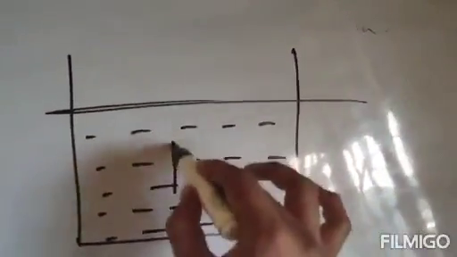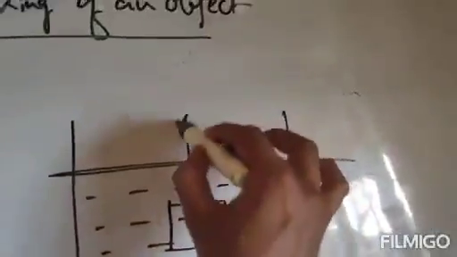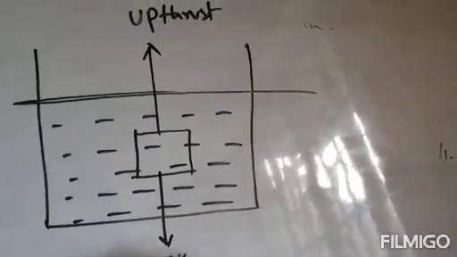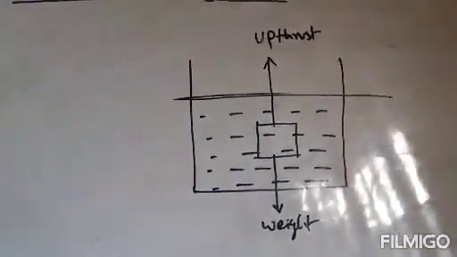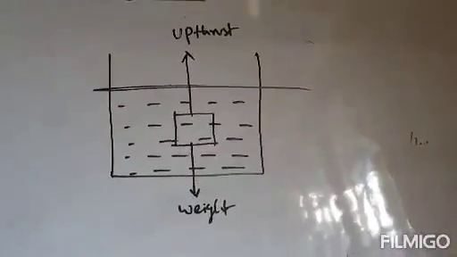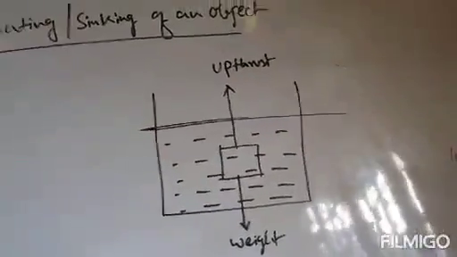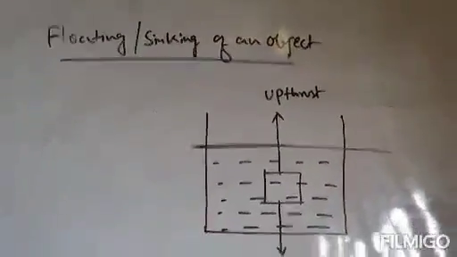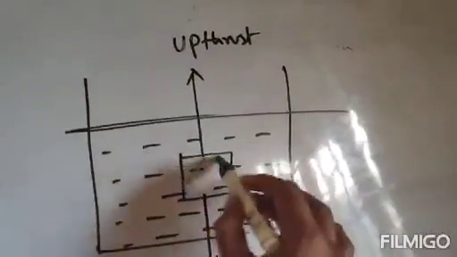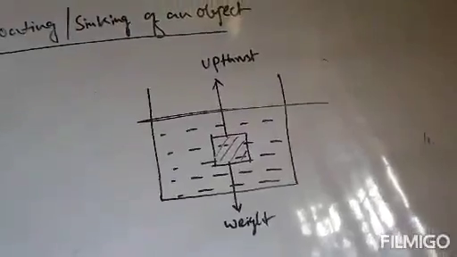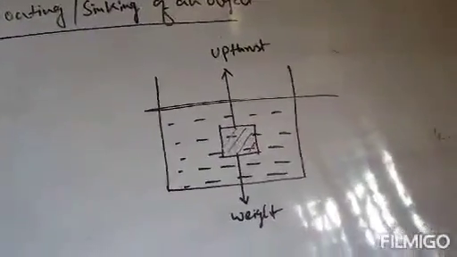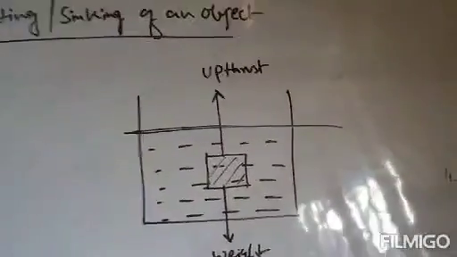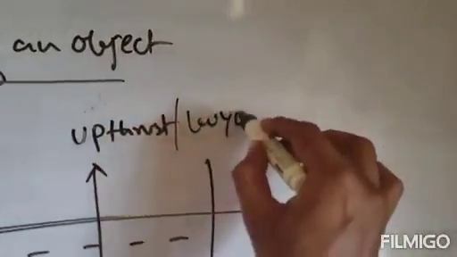And this is the object immersed in the liquid. This is a solid object. That is the upthrust and that is the weight of the object. We know that a fluid or liquid exerts pressure due to its weight. Clear? Now when an object is immersed in a liquid, two forces act on the object. Number one force is weight and number two force is upthrust or buoyant force.